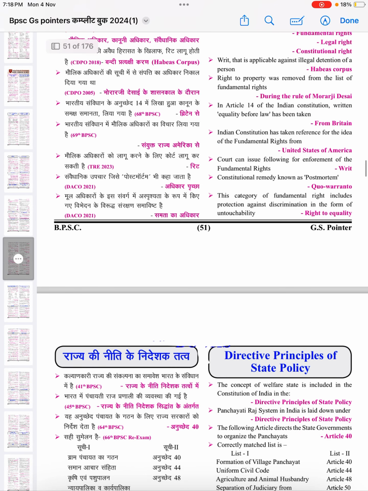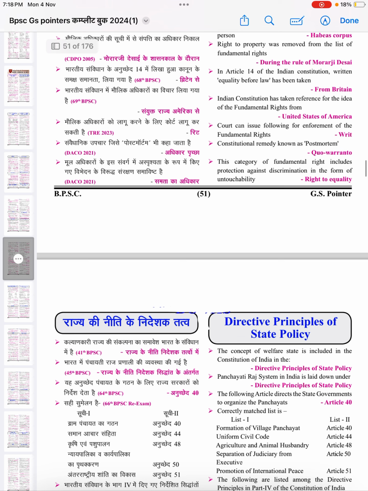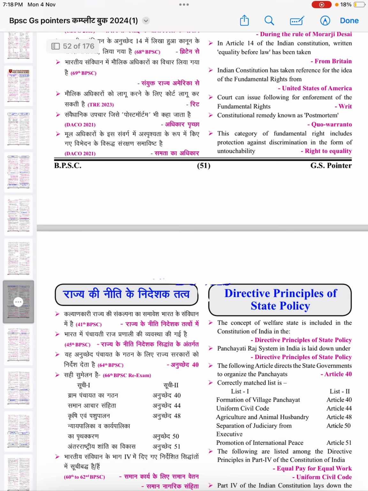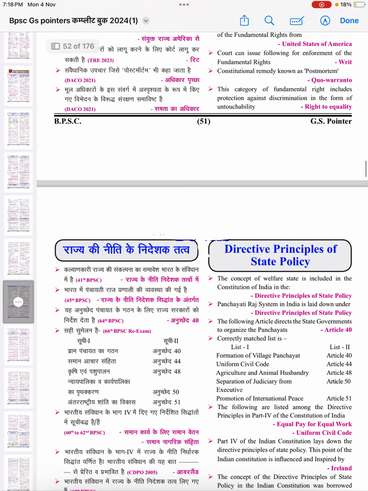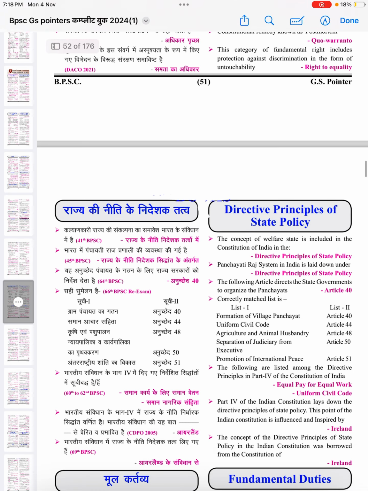In Article 14 of the Indian Constitution, equality before law has been taken from Britain. The Indian Constitution has taken the idea of fundamental rights from the USA. The court can issue the following for enforcement of fundamental rights: writs, constitutional remedies known as habeas corpus, quo warranto. This category of fundamental rights includes protection against discrimination in the form of untouchability: right to equality.